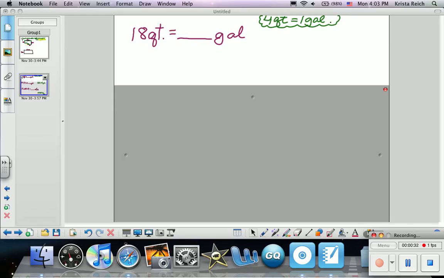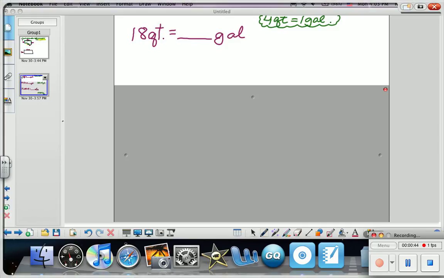Let's look at a couple of examples here. 18 quarts is how many gallons, okay? First thing that I suggest that you do is you determine if you're going to be dividing or if you're going to be multiplying. Here I see that I'm taking a smaller unit and I'm converting it into a larger unit, okay? Small to big. And when I go from small to big, I'm going to be using division. Okay, and I'm going to be dividing by my conversion factor.